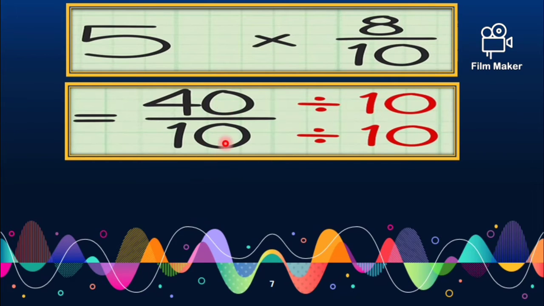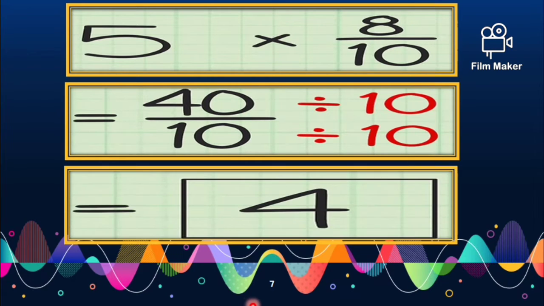Now 40 by 10 is not in the lowest term. So what do we do? We will divide the numerator and denominator by the same number to reduce it to the lowest term. So we will divide 40 and 10 by 10. Then we will get 4 by 1, because 10 ones are 10 and 10 fours are 40. So 4 by 1, or 4, is the final answer.